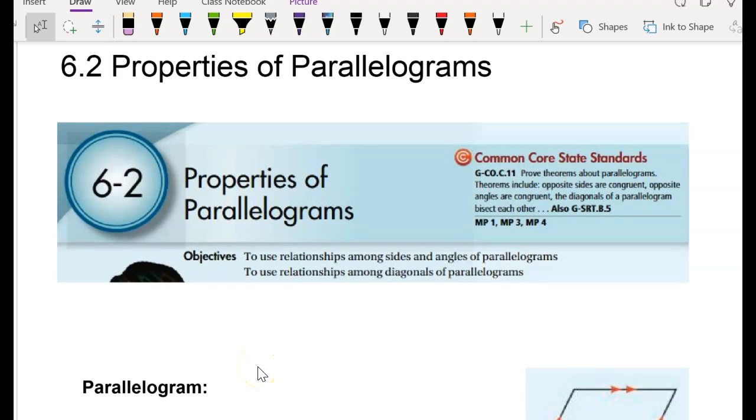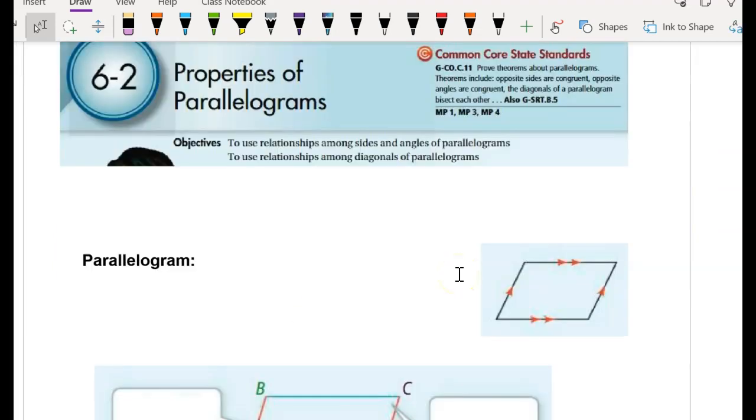This is lesson 6.2, Properties of Parallelograms. So we want to be able to use the relationships with sides and angles of parallelograms, and to use the relationships with diagonals of parallelograms. So let's begin with what is a parallelogram.